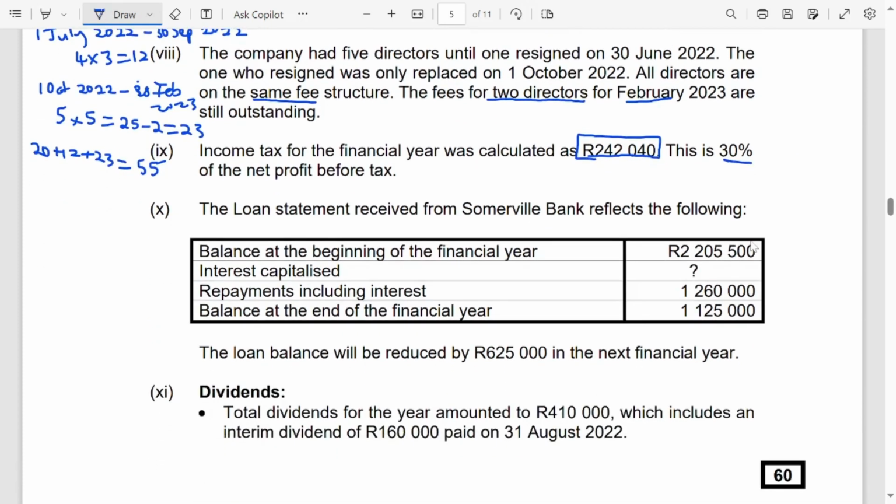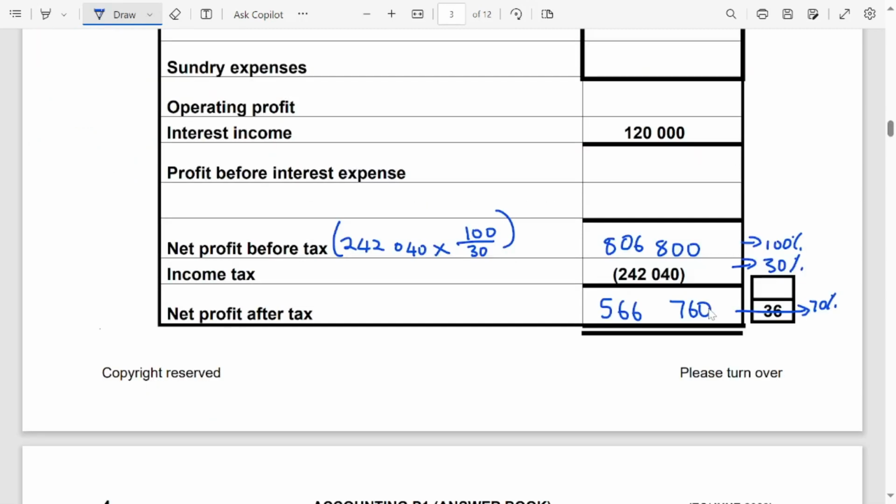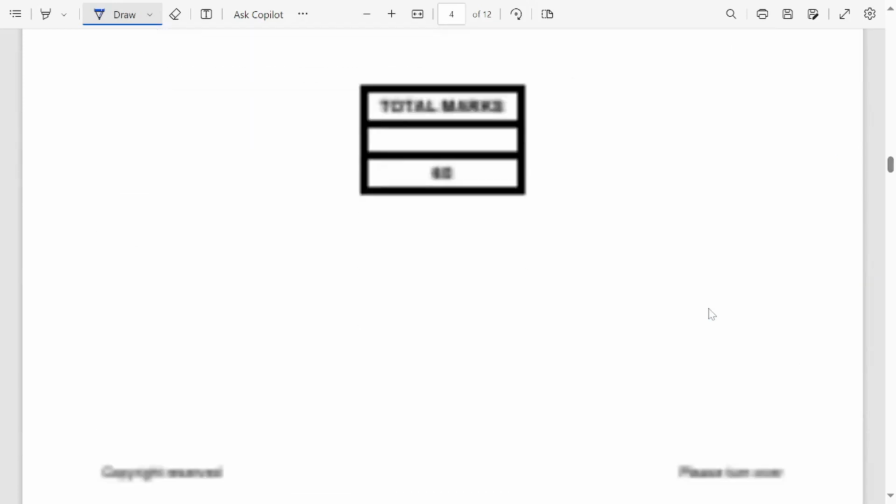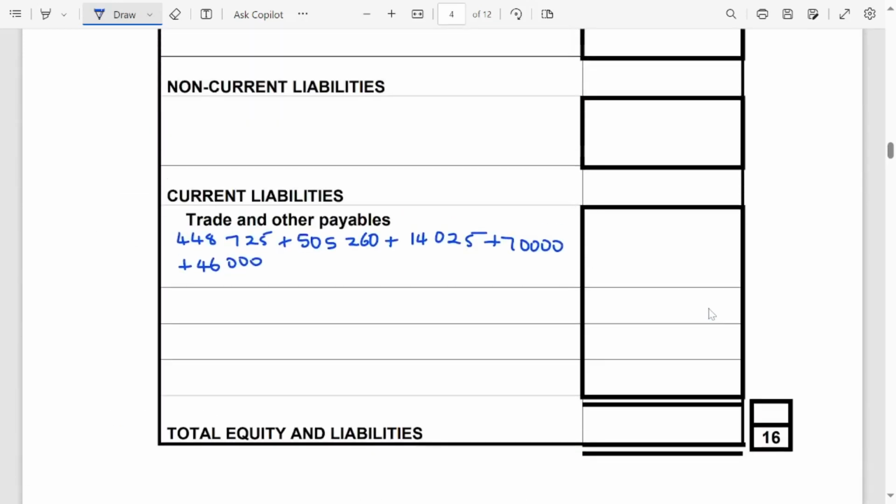Let's say the loan statement received from Somerville Bank reflects the following. The balance of the loan at the beginning of the financial year is given, and then we are given the balance at the end of the year for the loan, 1,125,000. The loan, 1,125,000, is the balance at the end.